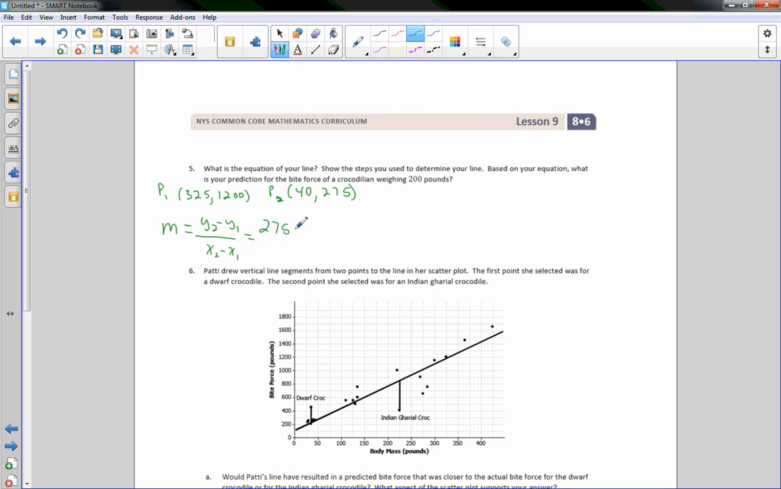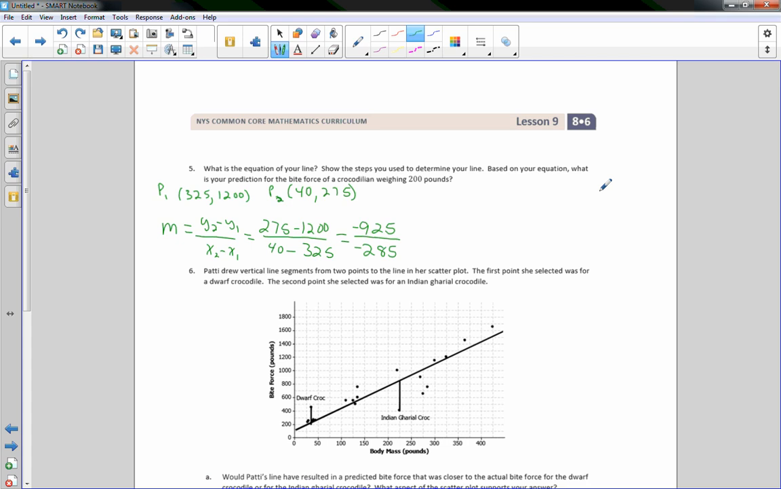y2 is 275 minus 1,200, divided by x1, which is 40, x2 minus x1, which is 325. Okay, so 1,200 minus 275 is a difference of 925, and it's negative. And 40 minus 325 is 285, I believe, negative. A negative divided by a negative is positive.